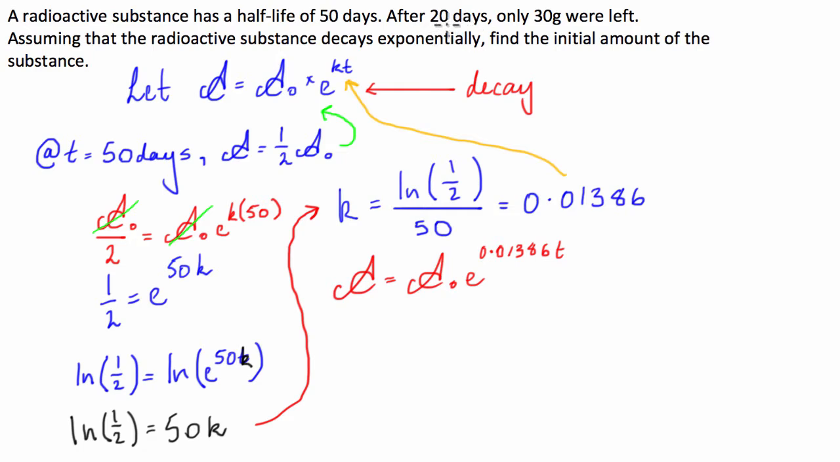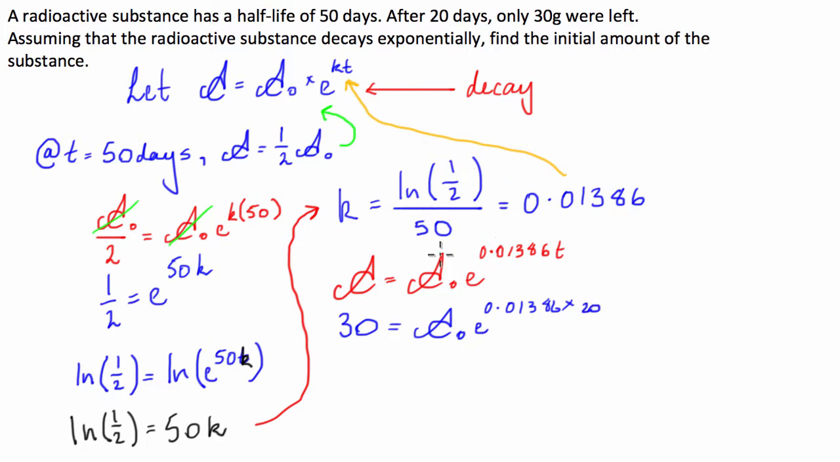it also tells us that after 20 days, 30 grams are left. So after 20 days, we've got 30 grams left. So A is going to equal 30. So 30 is equal to A naught, which we're trying to find, times e^(0.01386 times 20), so 20 days.